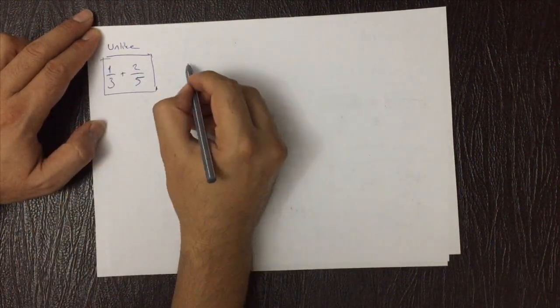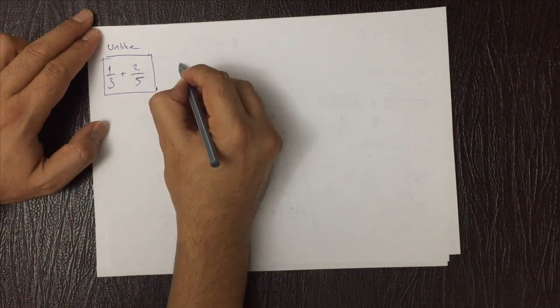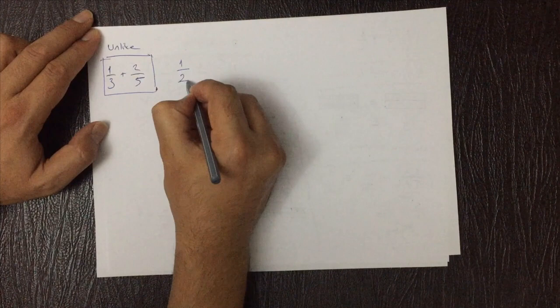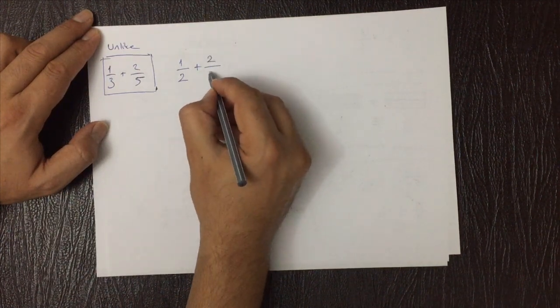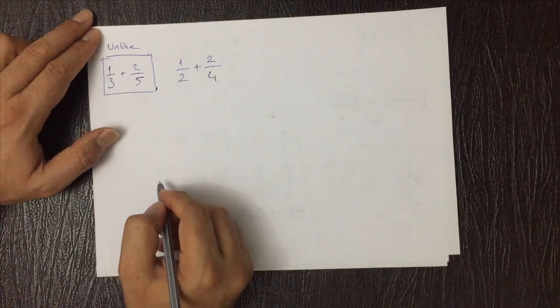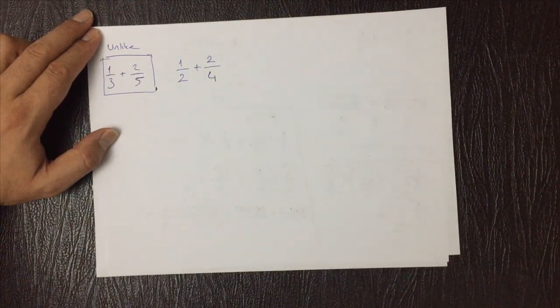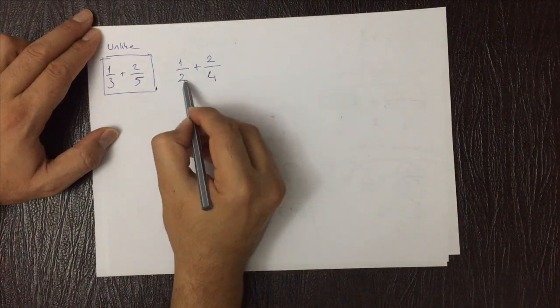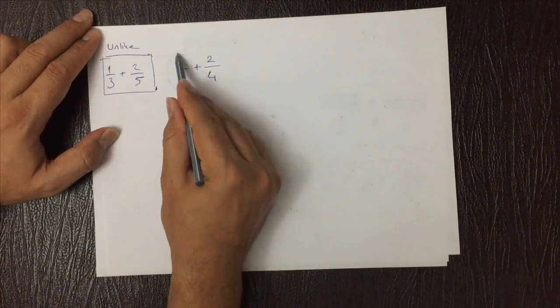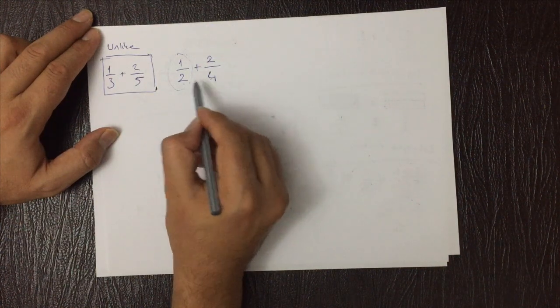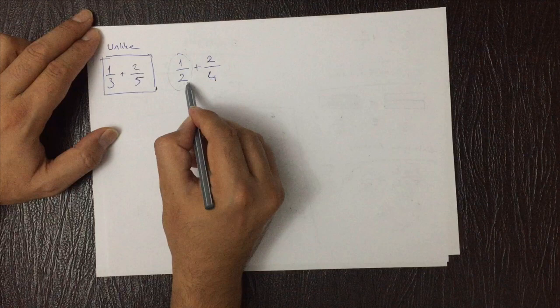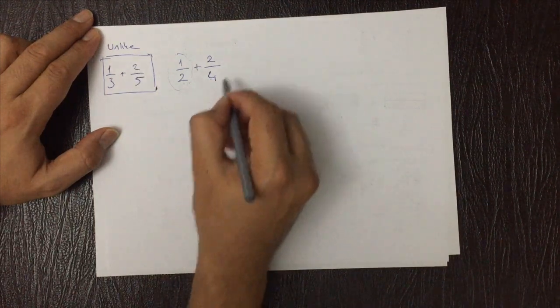Let's look at another example. 1 out of 2 plus 2 out of 4. Look, they are different too. So what can I do? It's hard, isn't it? If I enlarge this fraction by 2, do you think the denominator can be the same as the 4? Enlarging by 2? Yes, of course. So let's do it.